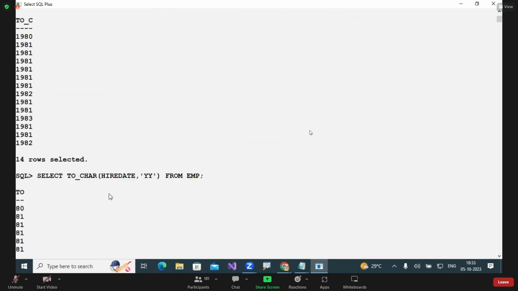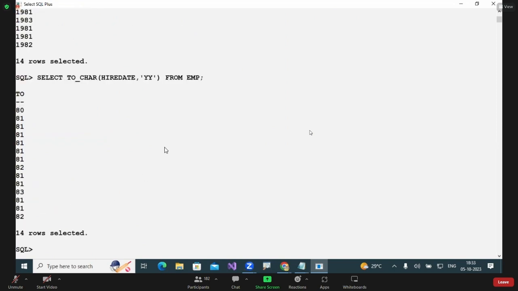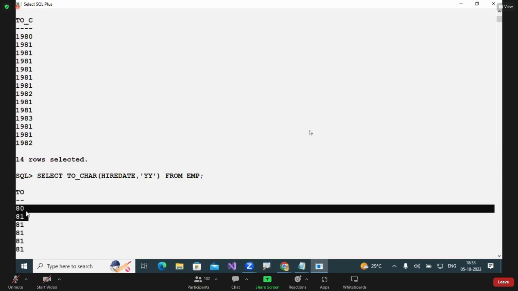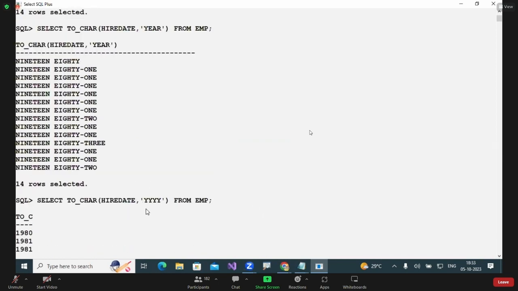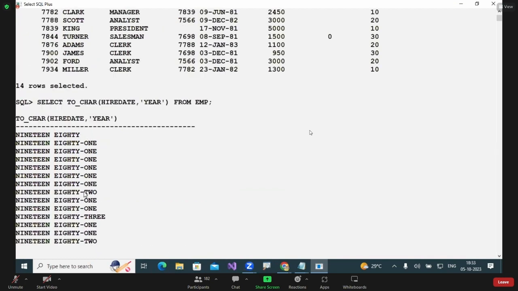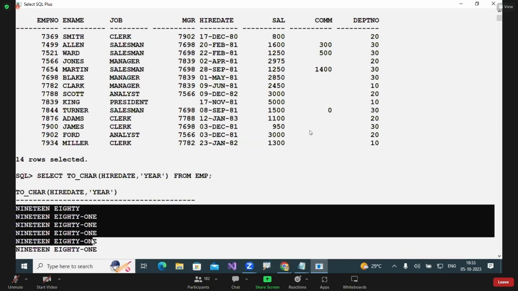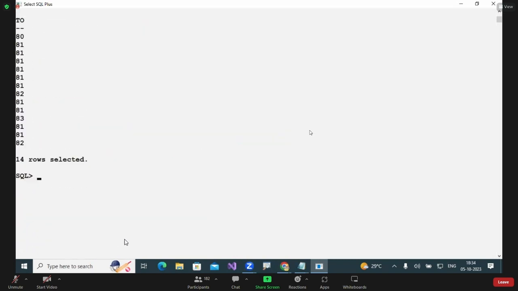So now I wanted 1981 people, data I want to fetch. But there are three different ways I can use. I can use the YY interval, which returns the year in 2-digit format. Next, the YYYY interval returns 4-digit format. And the YEAR interval returns plain text format. Is it clear now? Formats? So now my requirement I want to fulfill.